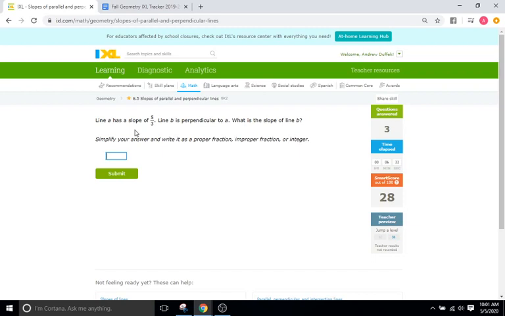Line A has a slope of 5 over 3, and they're perpendicular. So what is the slope? 5 over 3 becomes negative 3 over 5. Okay, and then you get the idea. So if they're parallel, it's the same. Perpendicular, opposite reciprocals. If neither is the case, then it's neither.